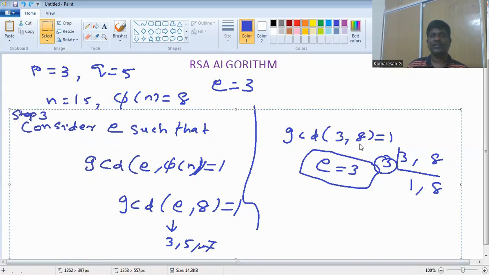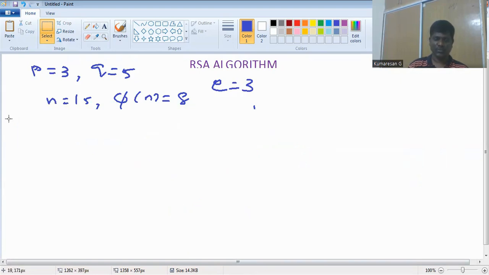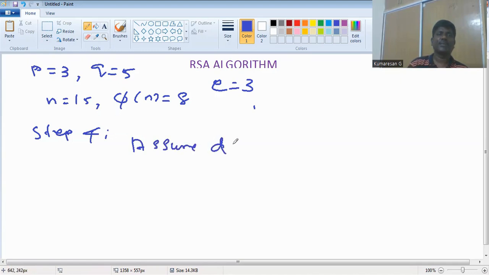Now let's see the private key. How do we find out the private key? Now we know the E value, but we need to find out the private key value. In order to find the private key, let us assume that D is the private key.